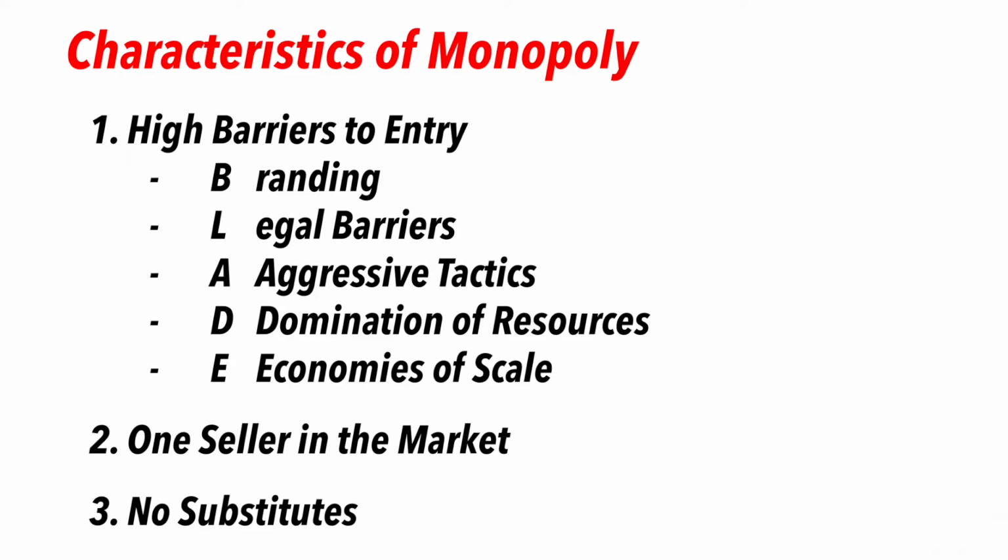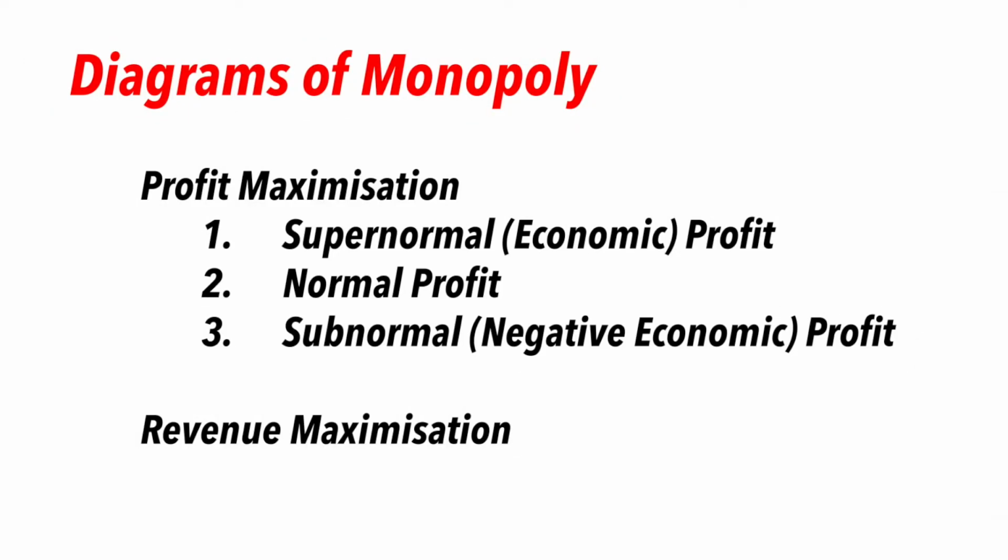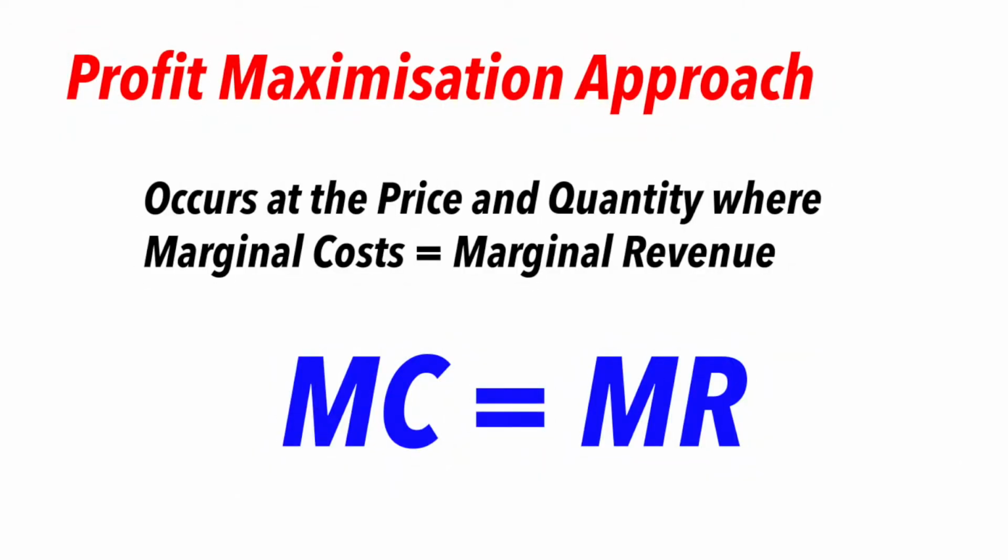Okay, so moving on to the diagrams for a monopoly, we need to know how a firm would profit maximize in the market structure of a monopoly. For a firm to profit maximize, they must sell at a price and at a quantity where marginal costs equals marginal revenue, and thus MC equals MR.